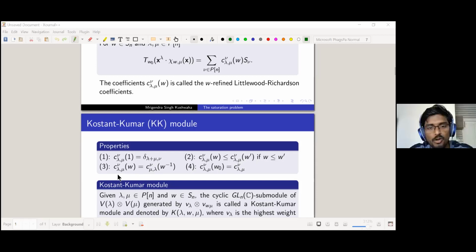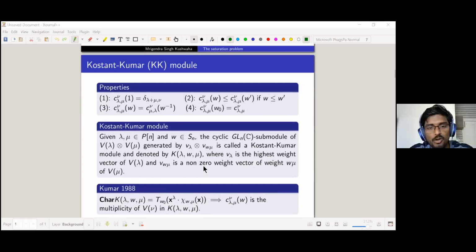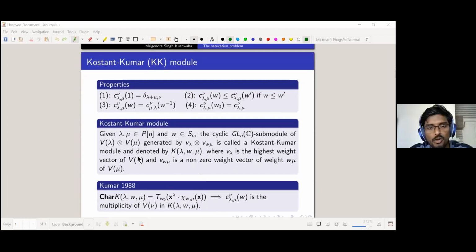And we know that the LR coefficients are symmetric: if you take C lambda mu nu or C mu lambda nu, both are equal. But here there will be a little twist. C lambda mu nu of W is equal to C mu lambda nu, and you have to put W inverse. And if you take W equal to W naught, the longest element, you will get exactly the LR coefficient. So this refined LR coefficient also has a representation theoretic meaning, like the LR coefficient.